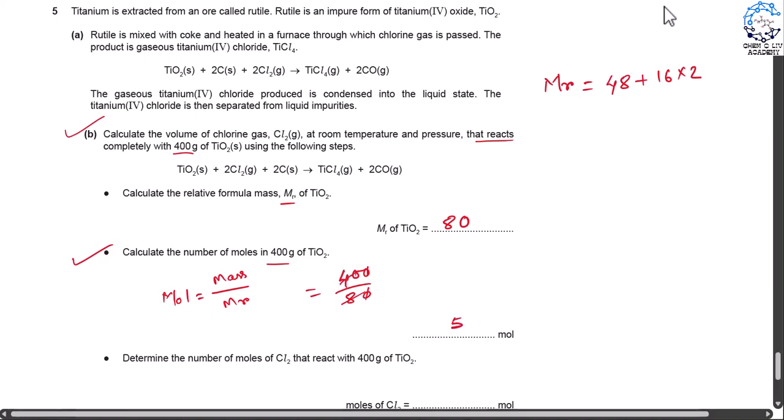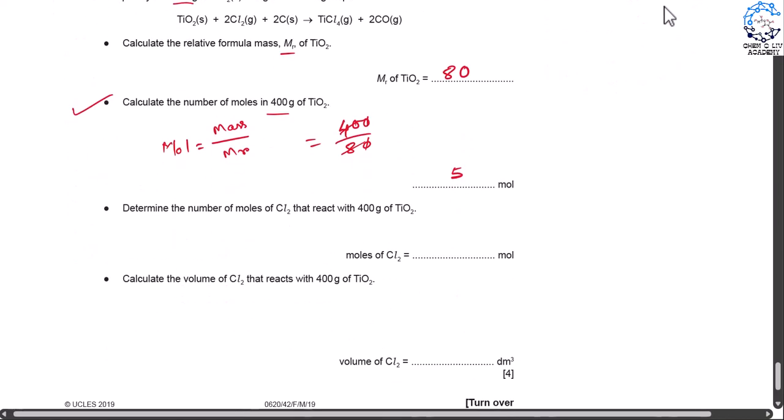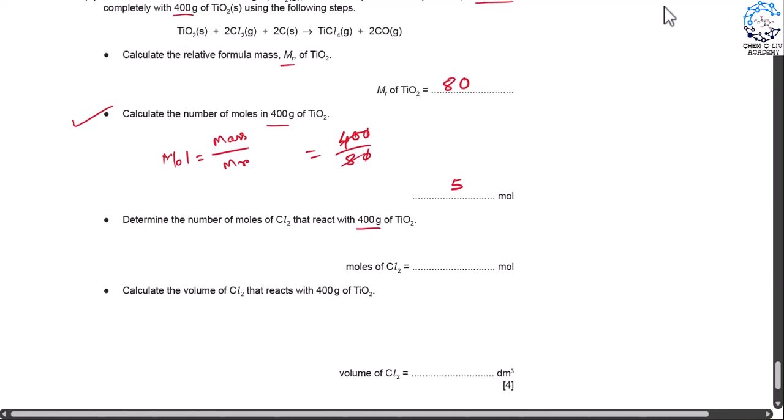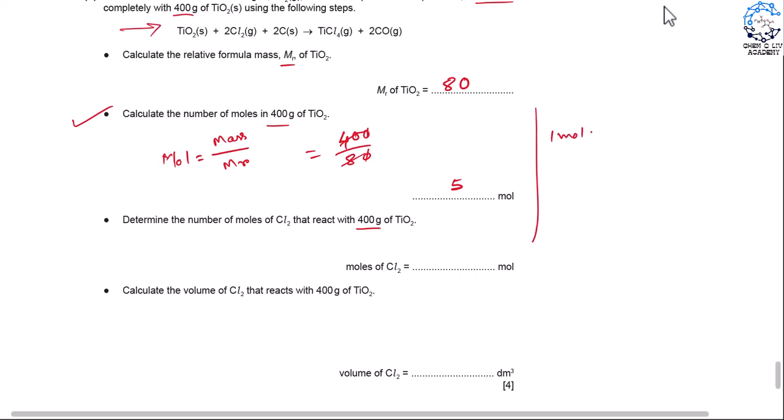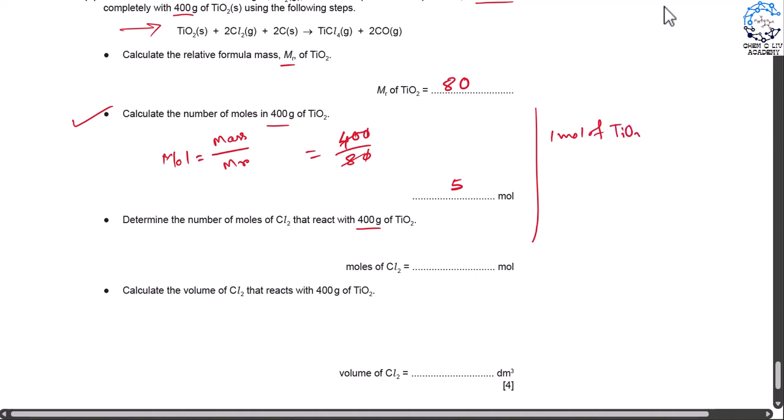So 5 moles. Okay, determine the number of moles of chlorine that react with 400 gram of TiO2. Wonderful question. So look at the equation. The equation says, again, the stoichiometric calculations. The equation says 1 mole of TiO2 is reacting with 2 moles of chlorine.